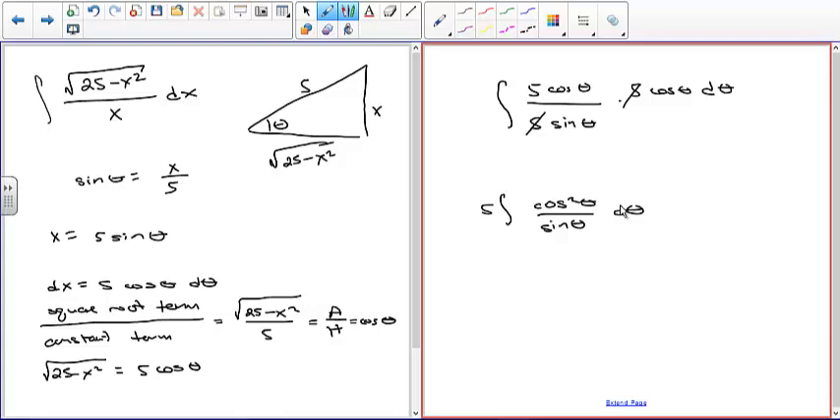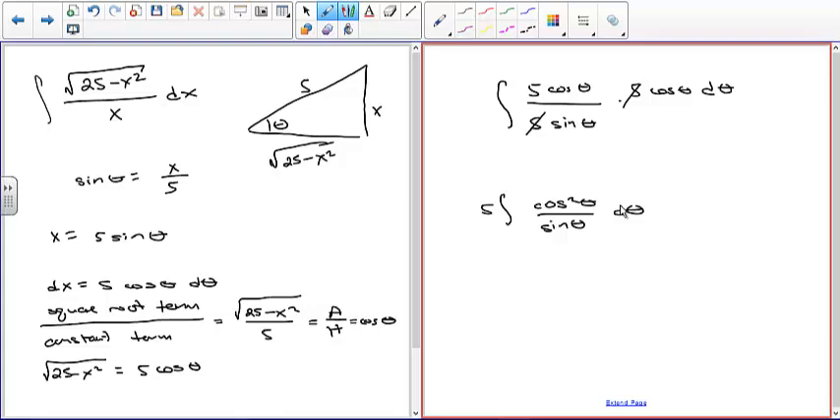Okay, so that's what I got. So you take the original definition, multiply both sides by 5, solve for x. Take the derivative. The derivative of the sine is the cosine. Add your d theta on the end. You look for the third one, you look for the square root term, which is 25 minus x squared, divided by the constant term, which is 5.